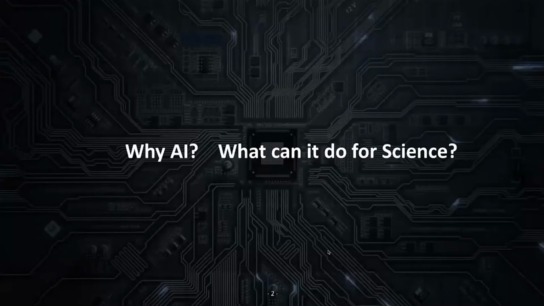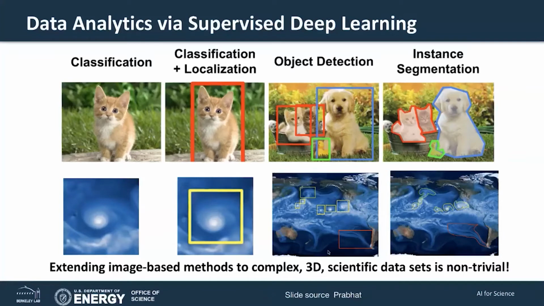So, why AI and what can it do for science? Well, the most obvious places where AI techniques such as deep learning are already being used across a number of different science disciplines is in data analytics of various kinds. So that includes the well-known examples of finding cats in images, so image classification with localization, object detection, and image segmentation. But in science, we can apply these same concepts to more complicated data sets and three-dimensional data sets.